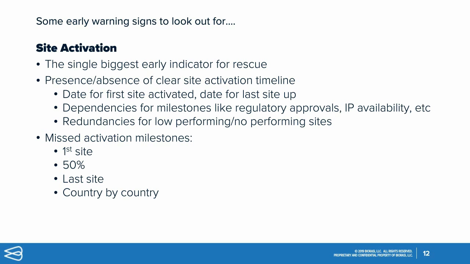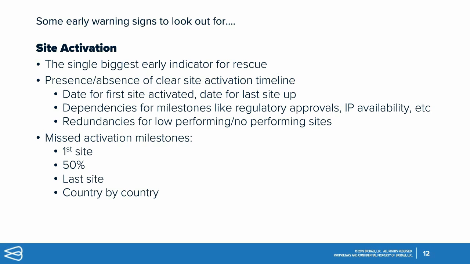So it's really important to have a clear site activation timeline. This is also a huge early warning sign. If the study teams that you're working with aren't able to predict when the first site should be up, when the last site should be up, but more than that, what is the actual plan and timeline for each individual site to be activated? You need to have all of those pieces in your plan. It's also important to include the dependencies for the sites, like regulatory approvals and availability of the IP, so things that are outside of the direct site activation timeline, but that are needed in order for a site to be activated.